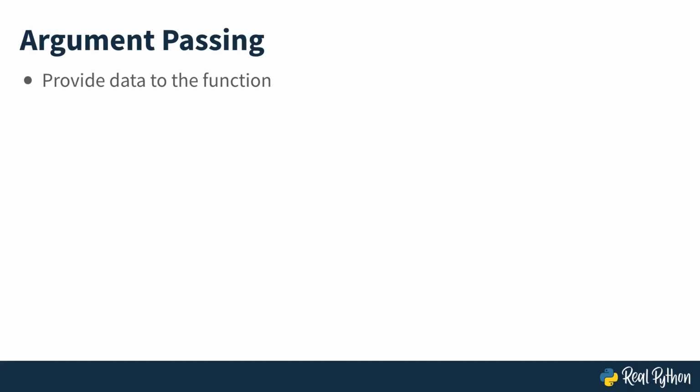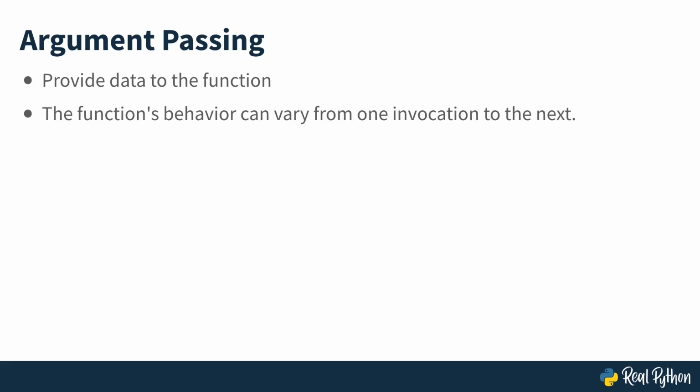Argument passing allows you to provide data for the function to use. That way, the function won't always run the exact same way each time. The function's behavior can vary from one invocation to the next. You wouldn't want the print function, for example, to always print out the same thing. We provide an argument to describe exactly what it is we want printed each time.